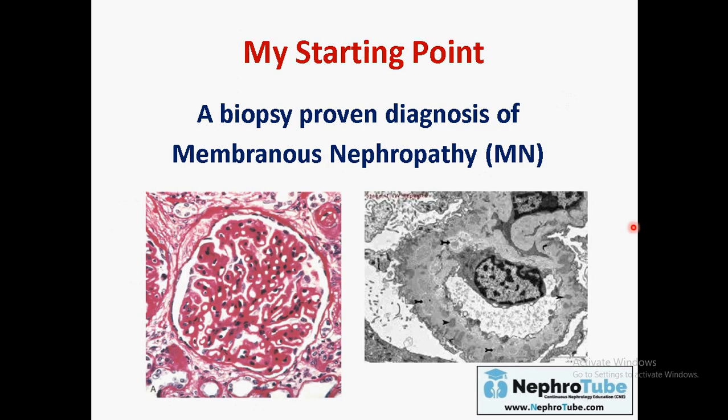That was a very rapid introduction to my starting point of the presentation. My starting point is the point at which you have a biopsy-proven diagnosis of membranous nephropathy. Suppose that you have a patient that presented to you with symptoms, signs and clinical presentation suggestive of glomerulonephritis. You did your lab investigations and the biopsy, and finally you have a biopsy-proven diagnosis of membranous nephropathy. So what is next?